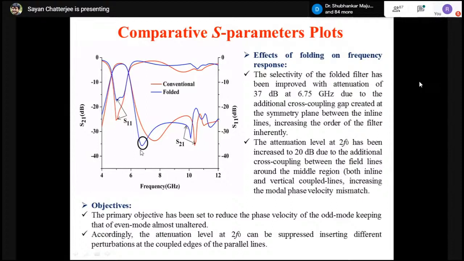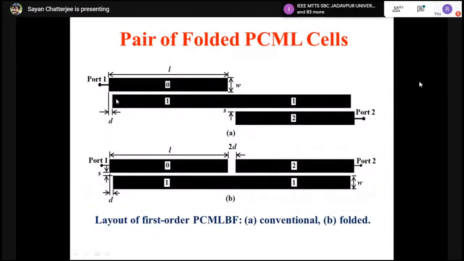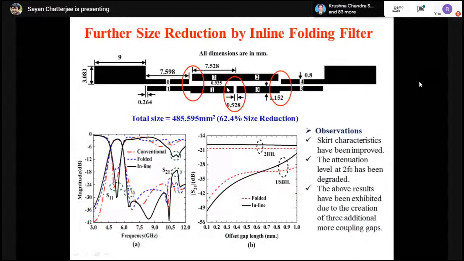So what is the process of folding? This is the unit cell folding. You remove it in the upper portion, and the equivalent circuit of the folding is that you have certain J inverters in this portion. So you have 01 and 12. These are already two inverters, and you have a 02 inverter. So this is the 02 inverter, between 0 and 2, by this coupling gap. So this is basically another topology we have introduced, called the inline filter. Here you can see you start from here, but now the gaps come in the lower region. So you have added three gaps.